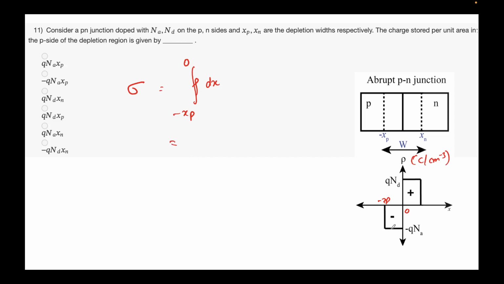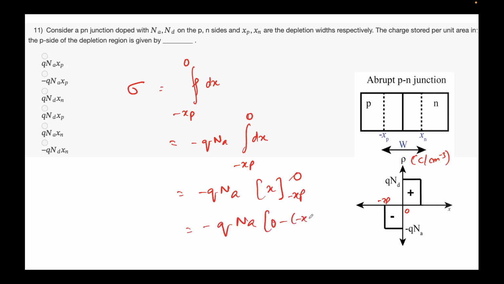So let's do that. What's the value of rho? Rho is a constant, so it will come out, minus q Na, and then the integration of dx from minus xp to 0. Integration of dx is x, from minus xp to 0. This will come out to minus q Na times 0 minus minus xp. So minus q Na xp. This is the charge per unit area. Charge per unit volume multiplied by the length will give charge per unit area. So the units will be coulombs per centimeter square. So minus q Na xp, this will be your answer.